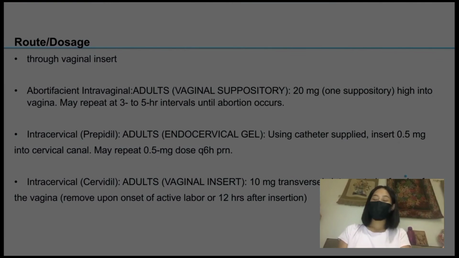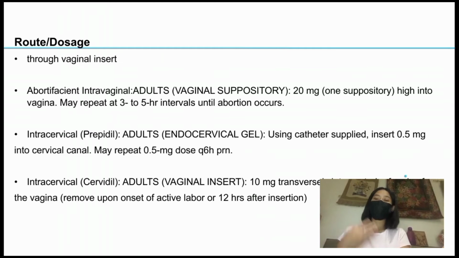The route of dosage is through vaginal insert. For abortifacient, intravaginal, adults, vaginal suppository, 20 mg or 1 suppository high into the vagina, may repeat at 3 to 5 hour intervals until abortion occurs. Intracervical, Prepidil, adults, using the catheter supplied, insert 0.5 mg into the cervical canal, may repeat the 0.5 mg dose every 6 hours. Cervidil, adults, vaginal insert 10 mg transversely into the posterior fornix of the vagina, remove upon onset of active labor and 12 hours after insertion.